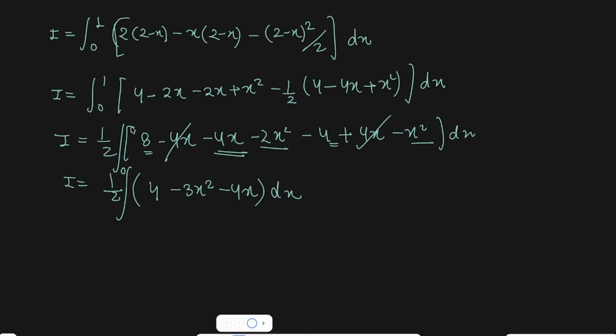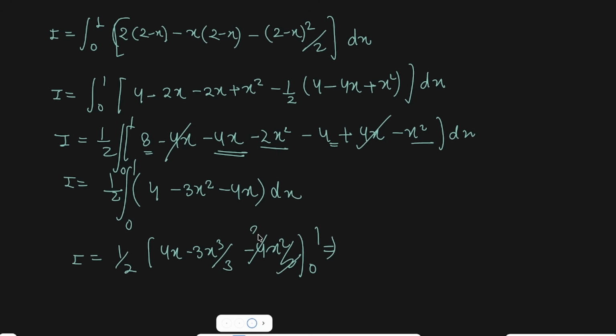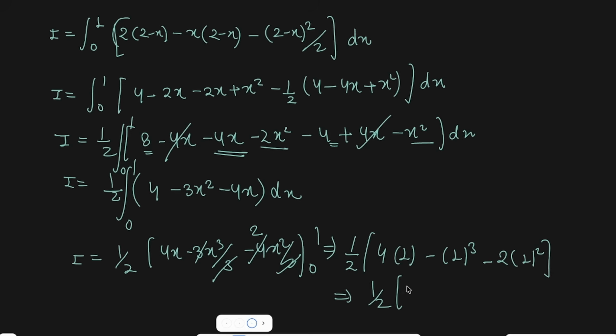Integration is from 0 to 1, so I is equals to 1 by 2, this is 4x minus 3x cube by 3 minus 4x square by 2, 0 to 1. This will be cancelled, this will be 2, this will get cancelled, so it will be 1 by 2, 4 into 1 minus 1 cube minus 2 into 1 square. When you will put 0, it will be 0. So it is 1 by 2, 4 minus 1 minus 2. So it is 1 by 2, 4 minus 3. So it will be 1 by 2. This is the answer of this question.